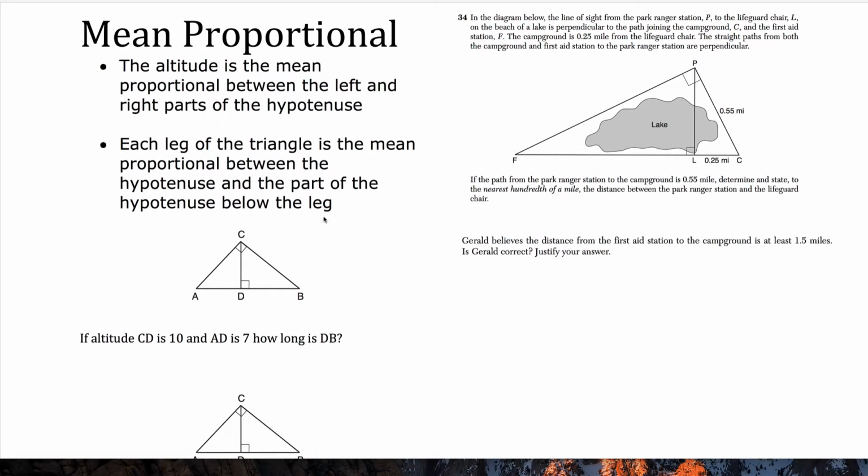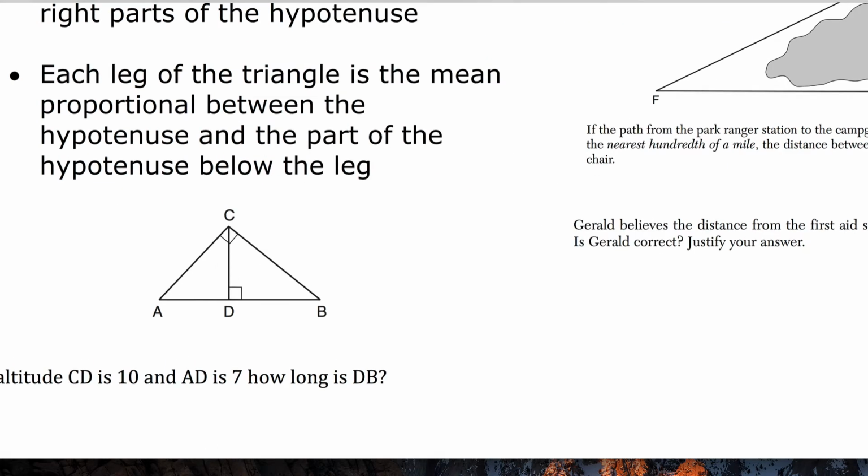The rule is very simple. Let's say you have this guy here. Let's do this question. Altitude CD is 10. Actually, let me blow it up again. So, all right. Altitude CD is 10, and AD is 7. What's DB? The rule is this. The altitude squared equals AD times DB.